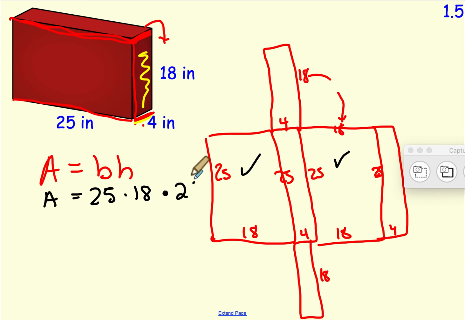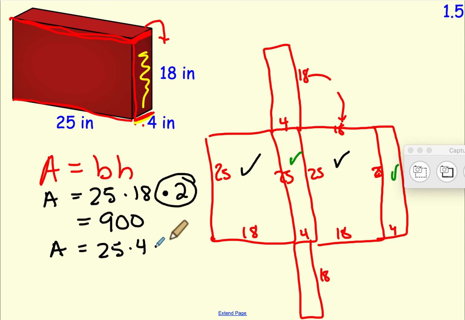So I'm going to put times 2 because there's 2 of them. If I multiply 25 times 18 times 2, I get 900. And then I have 2 that are 25 by 4. So if I do those, I have the area 25 times 4 times 2. 25 times 4 is 100, and 100 times 2 is 200.